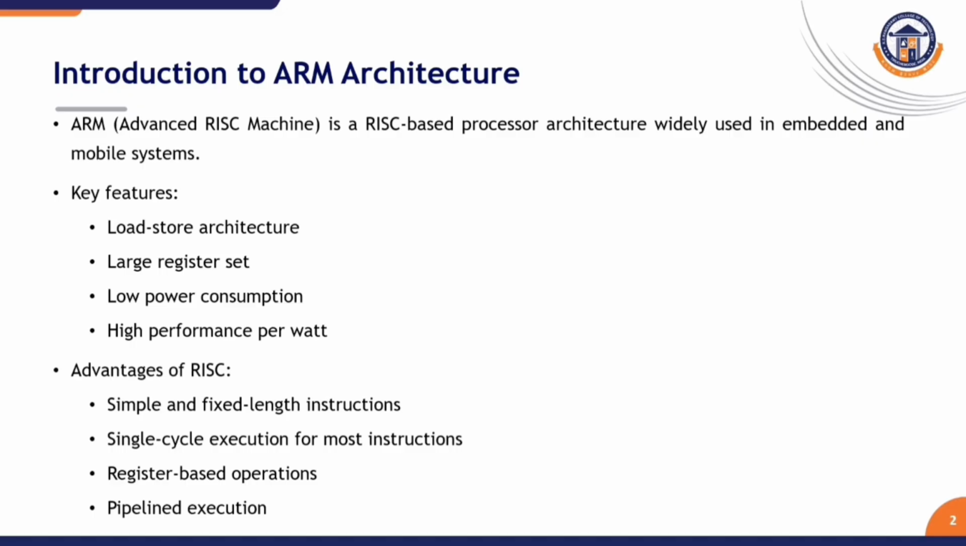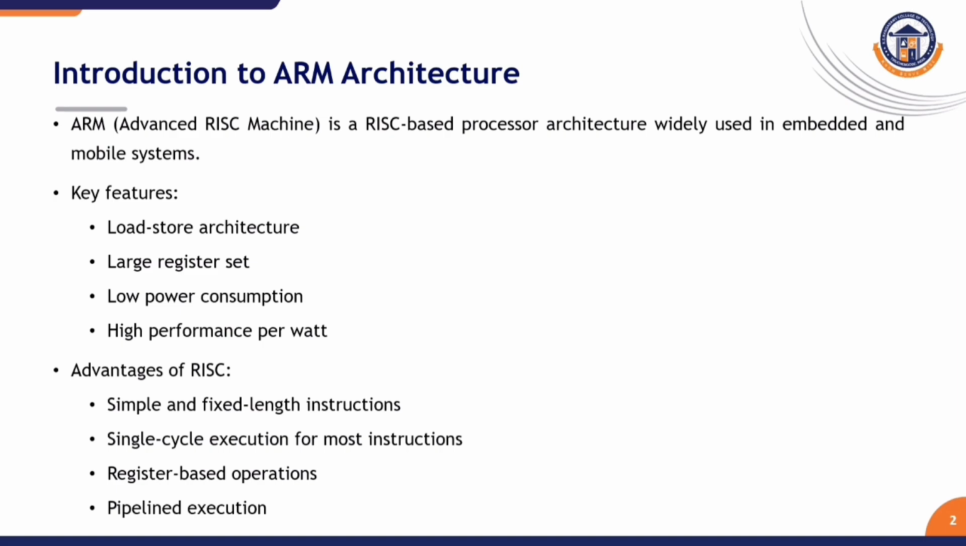The advantages of reduced instruction set computer principles. The first one is that the instructions are very simple and fixed length. Most instructions execute in a single clock cycle. Operations are register based. It supports pipelined execution. Because of these features, ARM processors are fast, efficient, and power-aware, making them perfect for embedded systems.